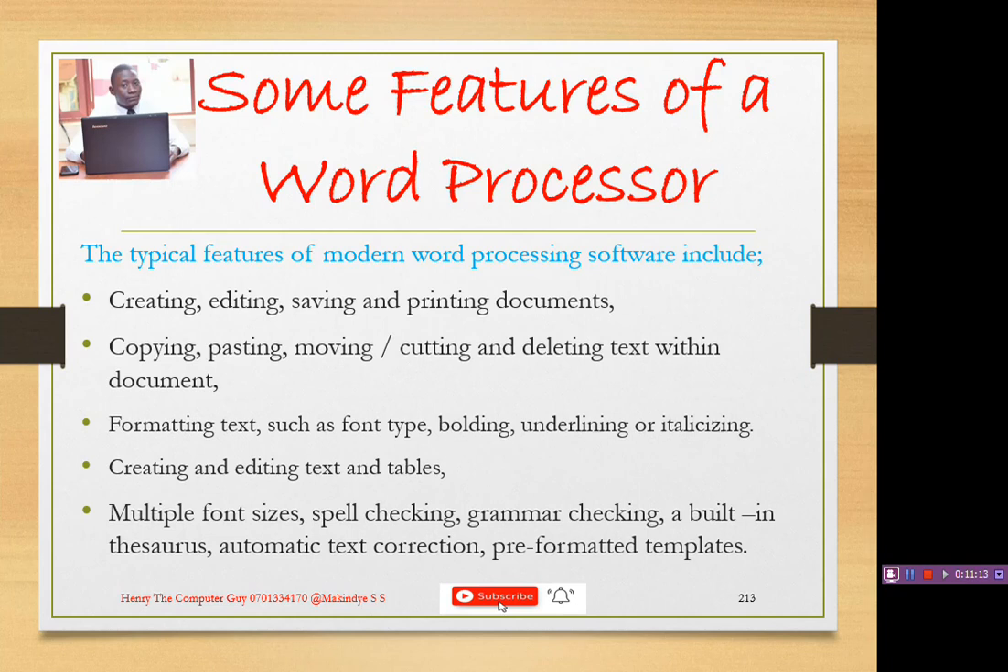Then we have the automatic text correction. At times you might be typing some information, but you type a wrong word. So the processor can actually correct that word without you even looking at it. It can correct it for you. That is called the auto text correction. And word processors also have what we call pre-formatted templates. A template is actually that document that is having some information or content already made. You can just modify it to suit what you actually want. Let's continue.